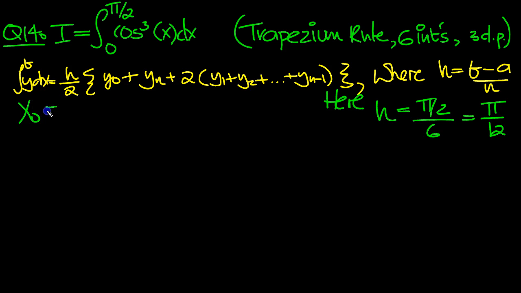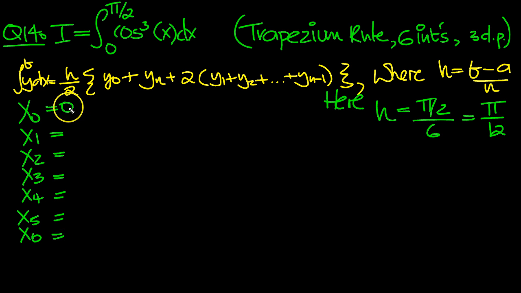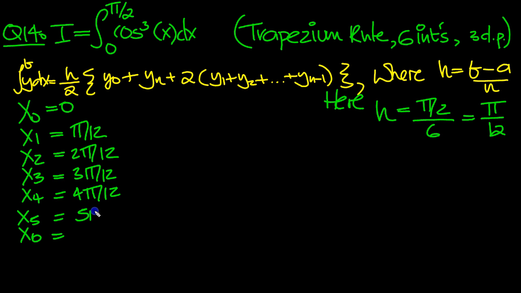We start from the first value, which is 0. We've got 6 intervals, so we've got 7 ordinates. There they are. Now, x naught is 0, then we increment by pi over 12s, don't we? So put them in. Doesn't take a moment to do. And the last one will be 6 pi over 12, which corresponds to pi over 2. So there's the x ordinates.